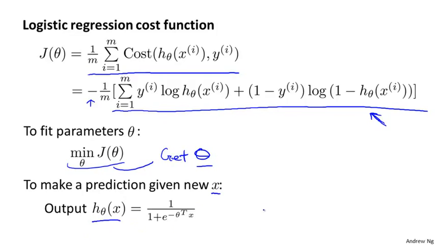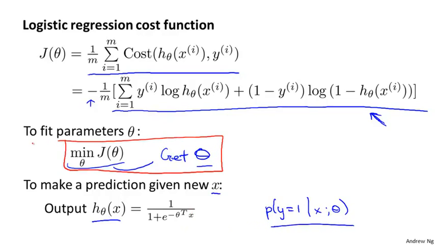And just to remind you, the output of my hypothesis I'm going to interpret as the probability that y is equal to 1, given the input x and parameterized by theta. Just think of this as my hypothesis estimating the probability that y is equal to 1. So all that remains to be done is figure out how to actually minimize J of theta as a function of theta so that we can fit the parameters to our training set.